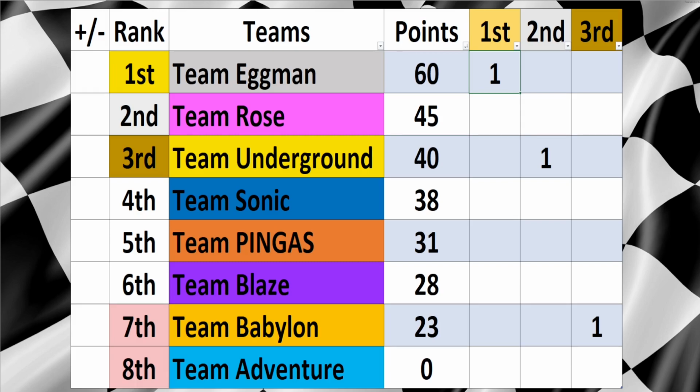And if we look down to the bottom end of the field, we've got Team Babylon and Team Adventure both in the danger zone. Of course, it's only the first race of the season. But if they end up there at the end of the season, they're not going to be in for next season. So they want to try and do a little bit better next time. Team Adventure, of course, didn't get a single point. So they got a lot of work to get back into it.